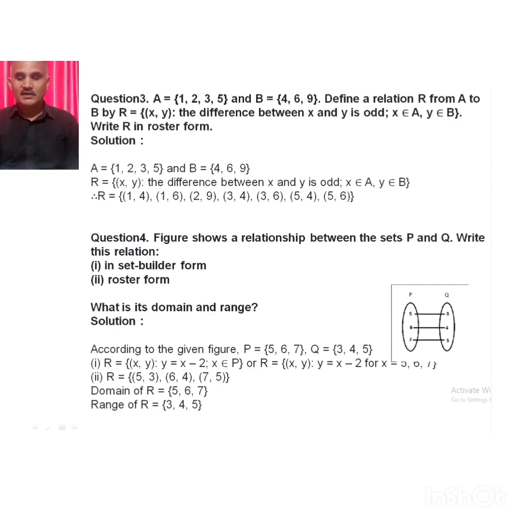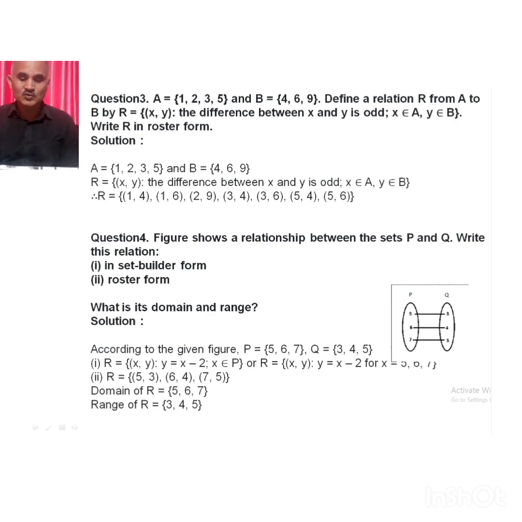Next question. Here a figure is given with two non-empty sets, and we have to develop the relation on the basis of the elements given in the two sets, and write it in set builder form and in roster form. P is equal to 5, 6, 7, and the non-empty set Q has elements 3, 4 and 5. Therefore R is equal to (x, y) such that y is equal to x minus 2, and on the basis of this expression we get R is equal to (5, 3), (6, 4), (7, 5).